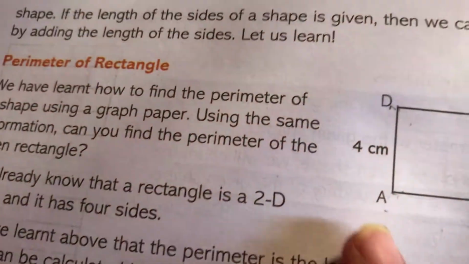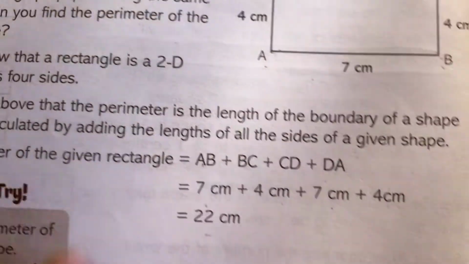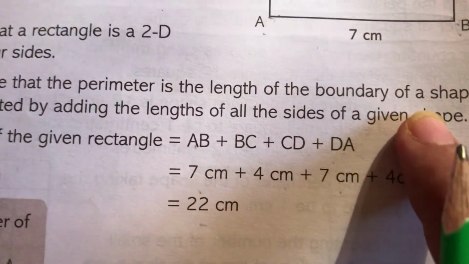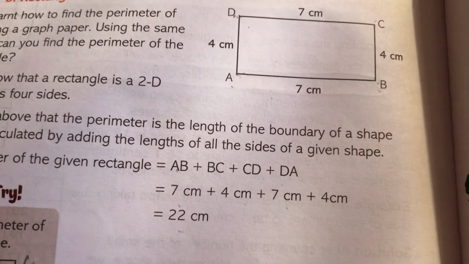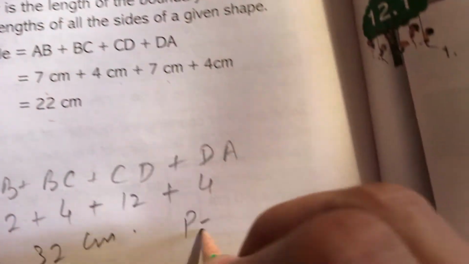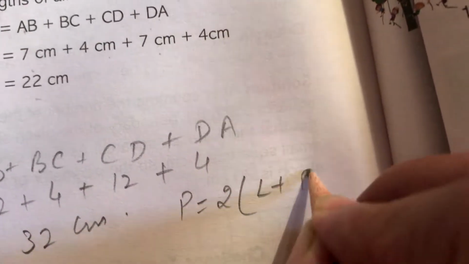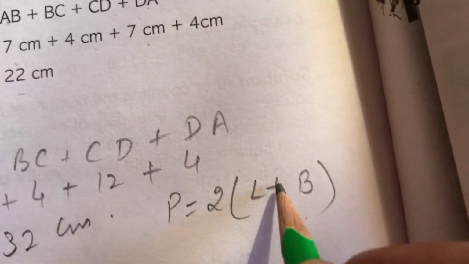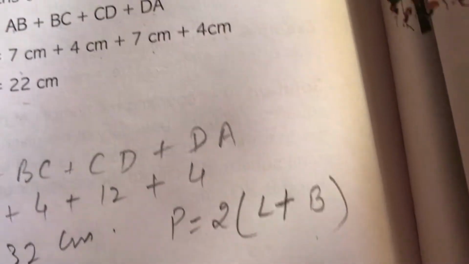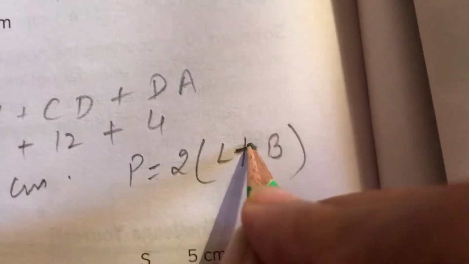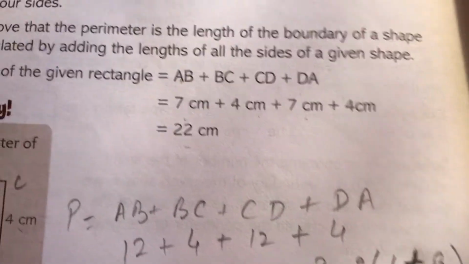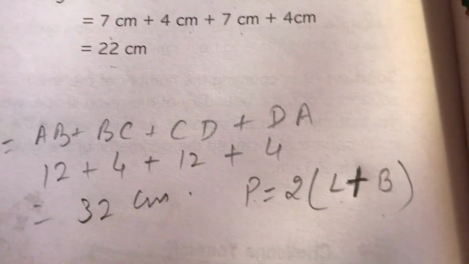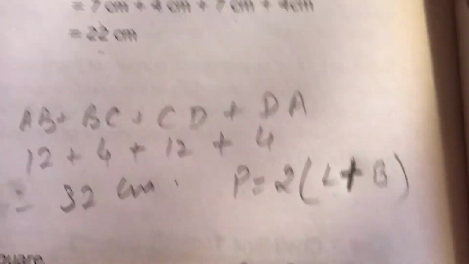It means that the perimeter of a rectangle is the sum of the lengths of all the sides of the given shape, or you can use the formula: perimeter is equal to 2 times length plus breadth. Add length and breadth and multiply by 2. Then you can find the perimeter of a rectangle. Okay, perimeter of rectangle is 2 times length plus breadth.